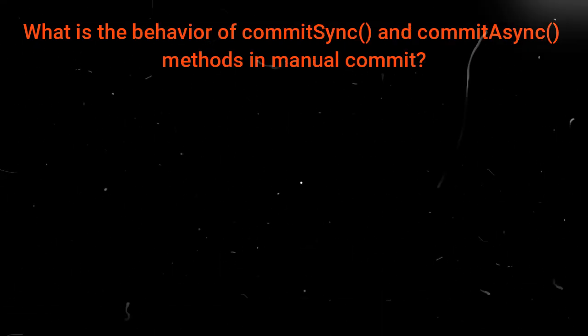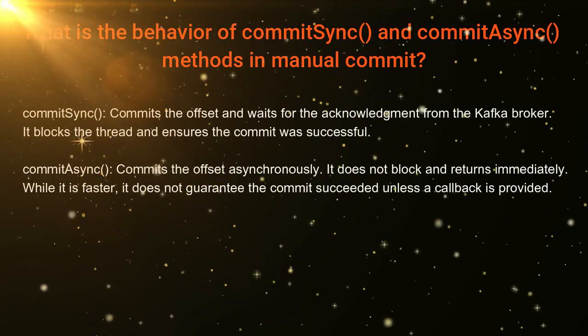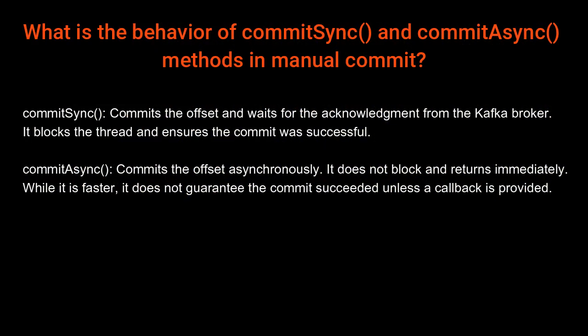Our next question is, what is the difference between commitSync and commitAsync methods in manual commit? commitSync will commit the offset and wait for the acknowledgement from the Kafka broker. It blocks the thread and ensures that the commit was successful. commitAsync will commit the offset asynchronously. It does not block and returns immediately. While it is faster, it does not guarantee that the commit succeeded unless a callback is provided.